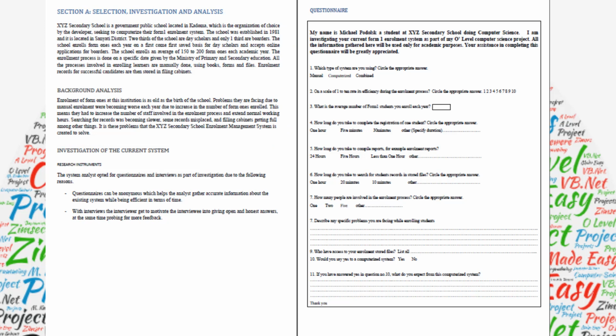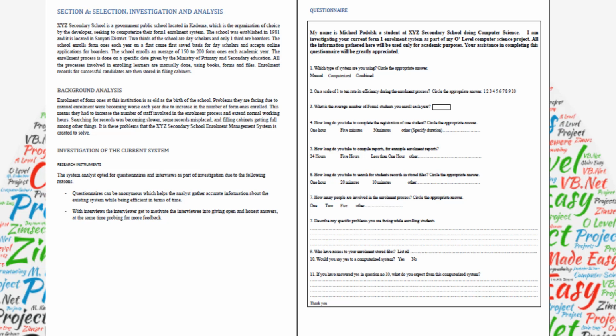Moving on to investigation of the current system, here we are looking at research instruments like questionnaires, record inspection, interviews, and observation. As you can see, there are so many instruments to use here, but with questionnaires and interviews, you can easily present the evidence that the research has been done. Don't forget to give reasons why you chose instruments used here.